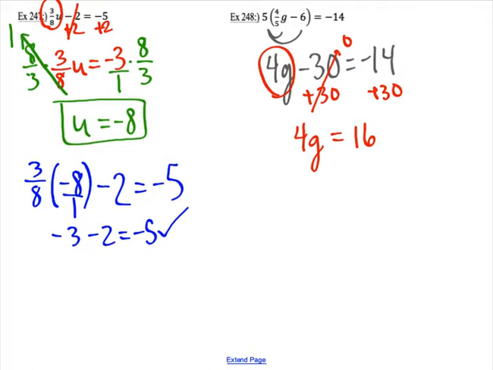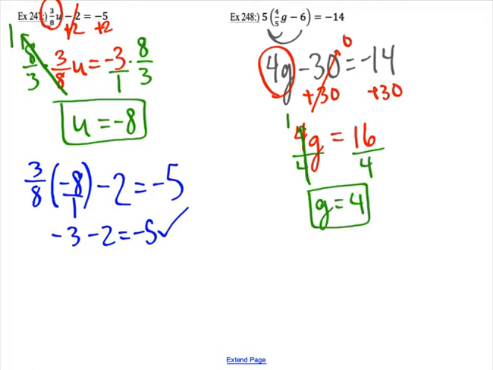Next, we need to make the coefficient of the variable term equal to 1. We can do that if we divide by 4. 4 divided by 4 is 1. We get 1g. 16 divided by 4 is 4. So our answer, g equals 4.